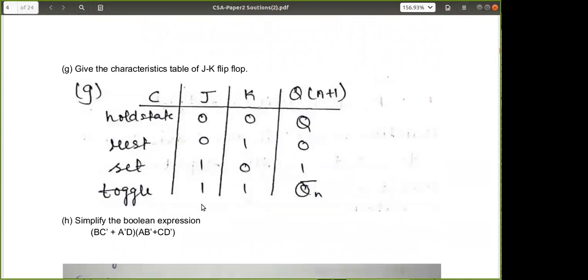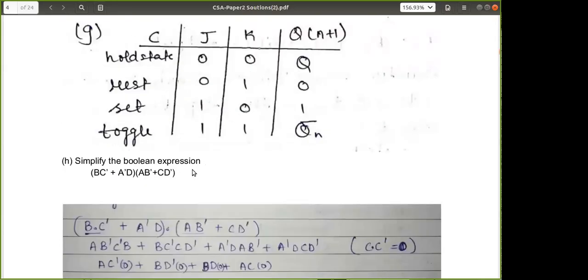Give the characteristics table of the JK flip-flop. So in that question, you have to just write the characteristics table. So you have to remember the characteristics table of the JK flip-flop. So the first state is the hold state. It means that it saves the previous state, and then we have the reset state, that clears it to 0. Then we have the set state, that makes it 1, and then we have the toggle state. It means it is the complement of the previous state.